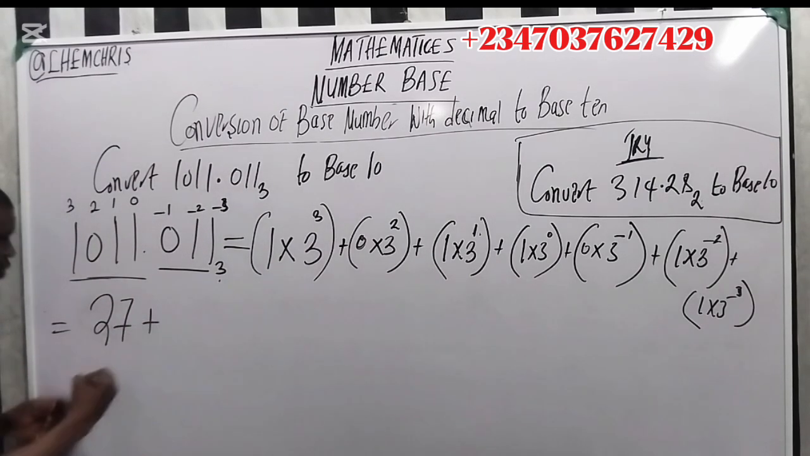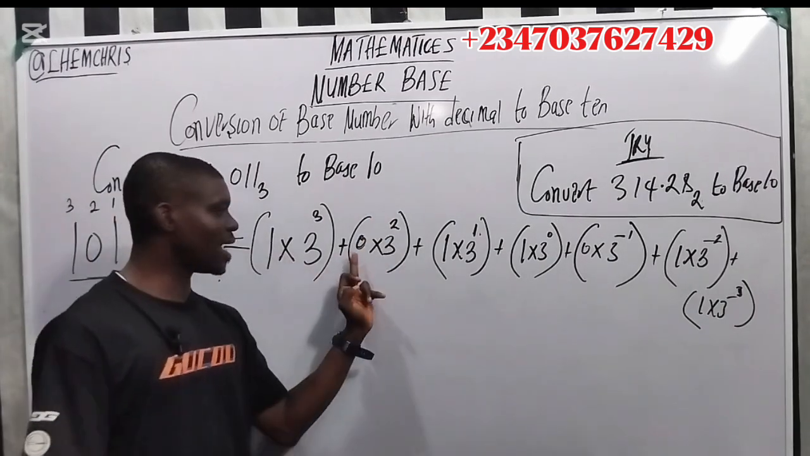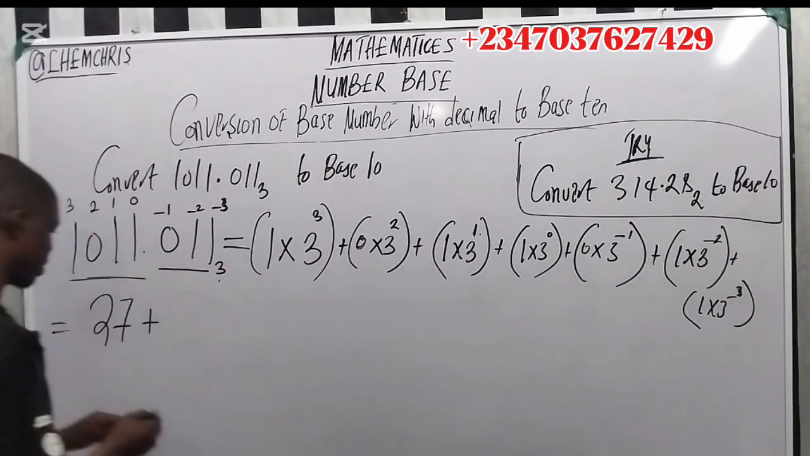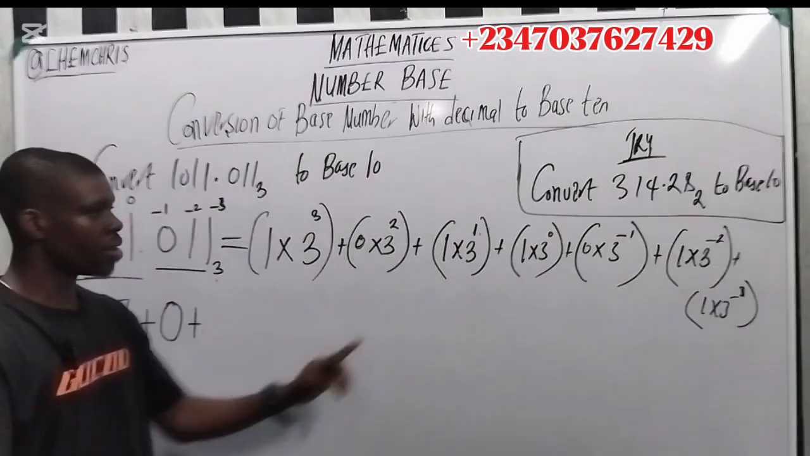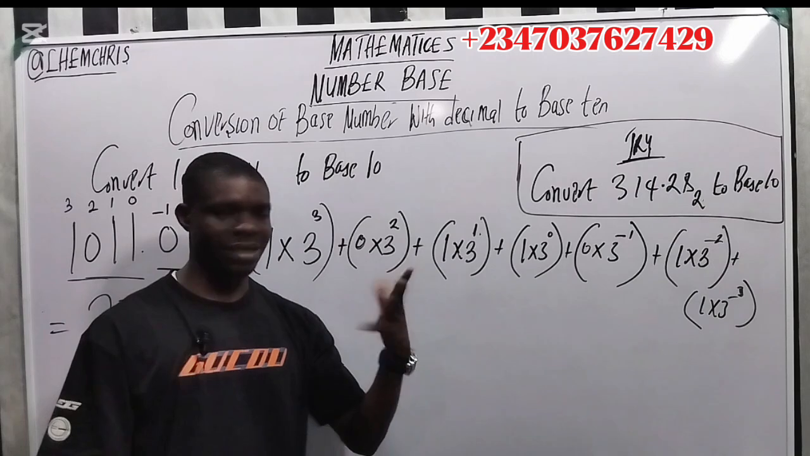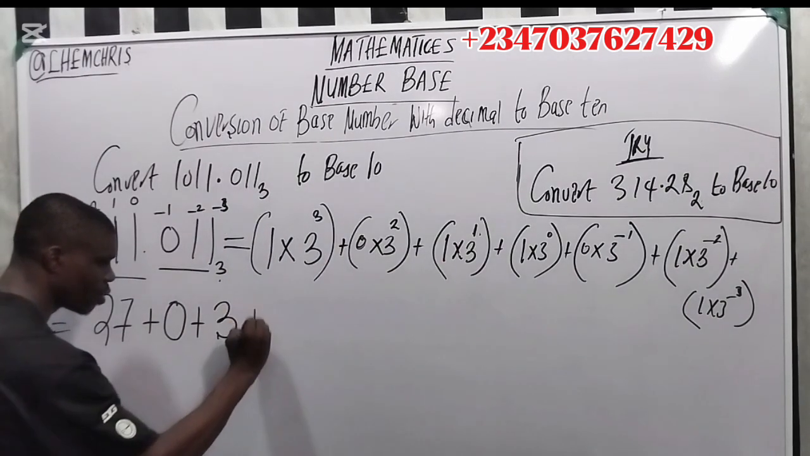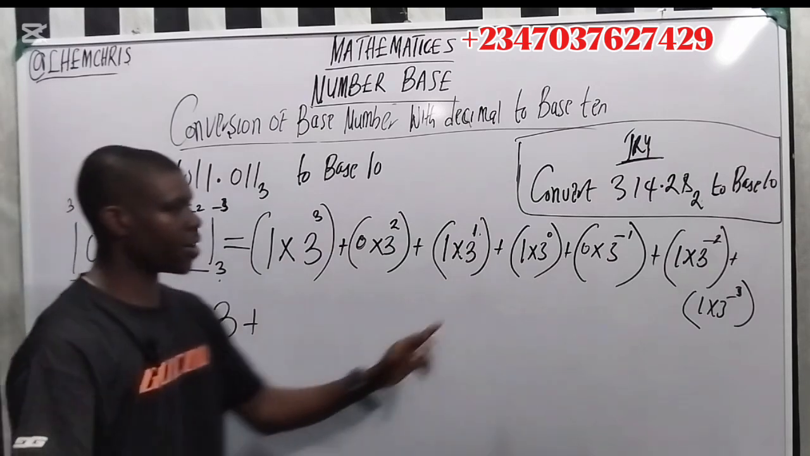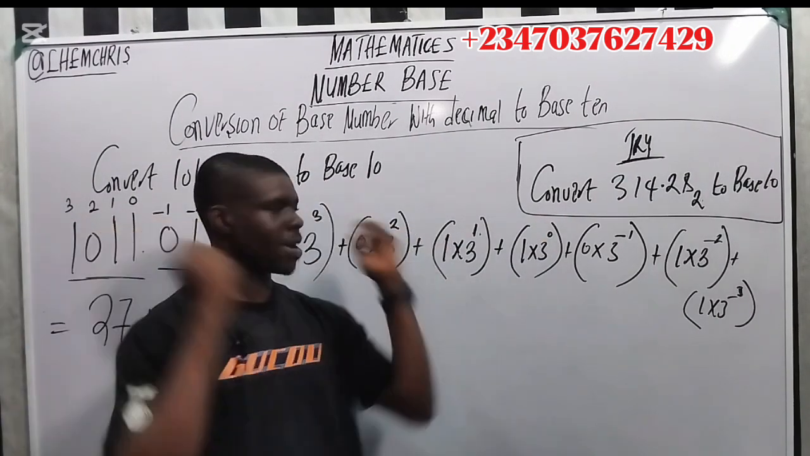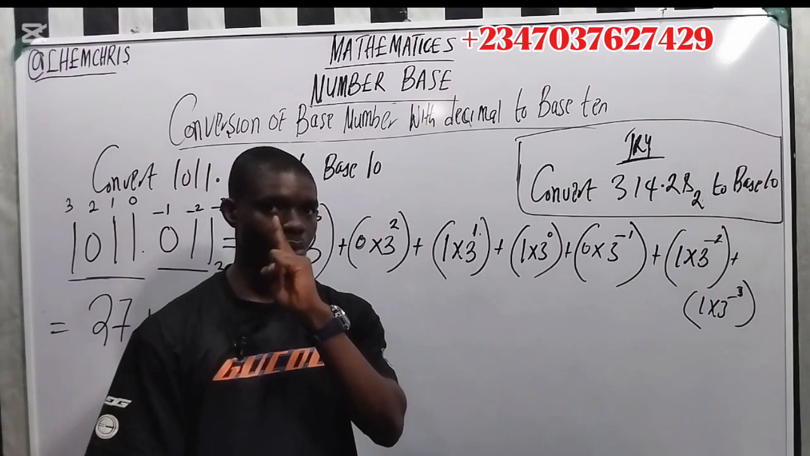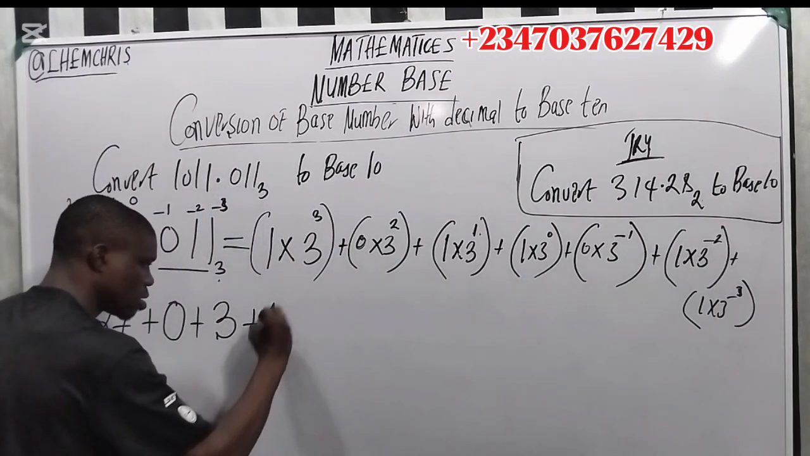27 plus, right? Remember this one, 3 raised to 2 is 9. 9 times 0 is 0. So you're going to have 0, plus, right? Now 3 raised to 1 is 3. 3 times 1 is 3. So it's going to be 3, plus. Now remember, n raised to 0 is 1. 1 times 1 is 1. So you have plus 1.